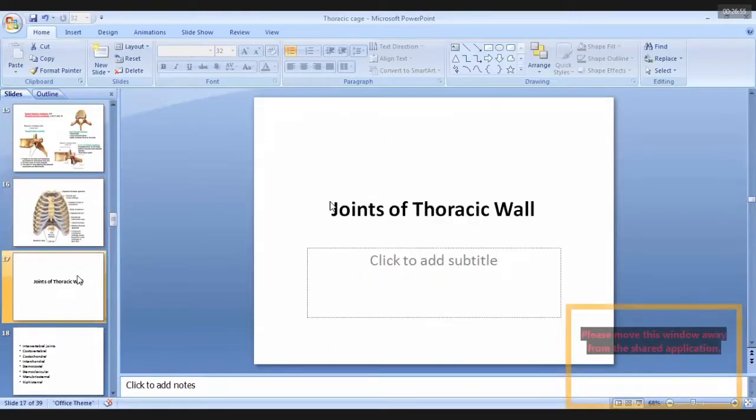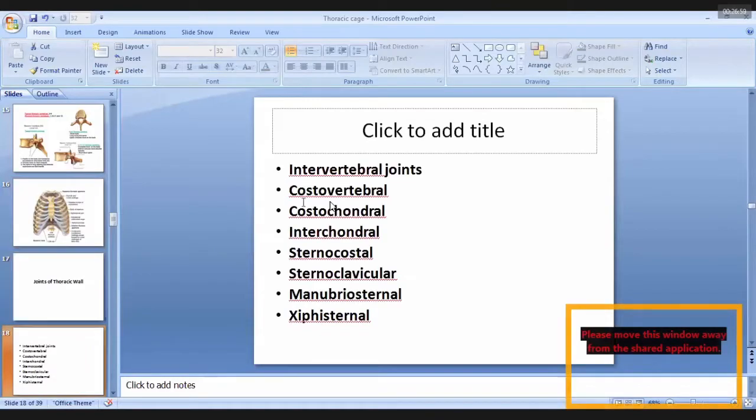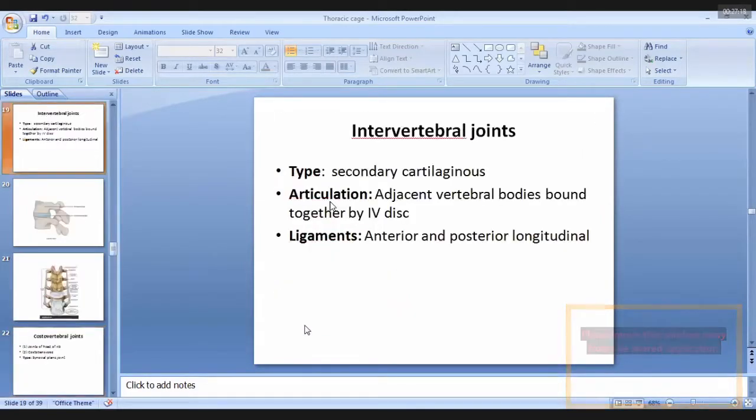Now the joints of the thoracic wall. These are the different joints of the thoracic cage or thoracic wall. The intervertebral joint, the costovertebral, costochondral, interchondral, sternocostal, sternoclavicular, manubriosternal and xiphisternal joints, which we had discussed earlier also. Then again with the thoracic cage we have to discuss these joints.